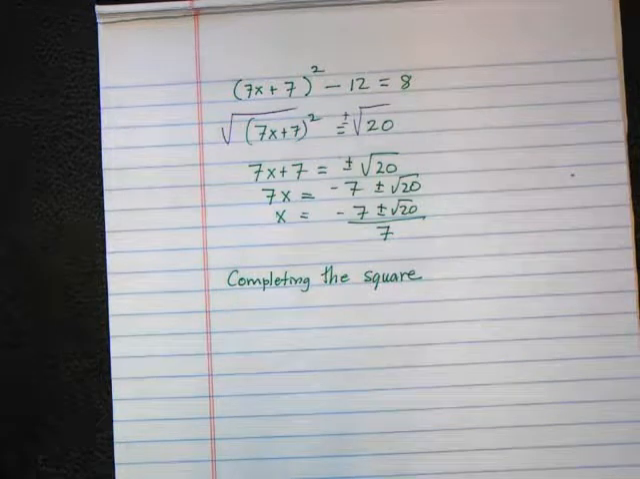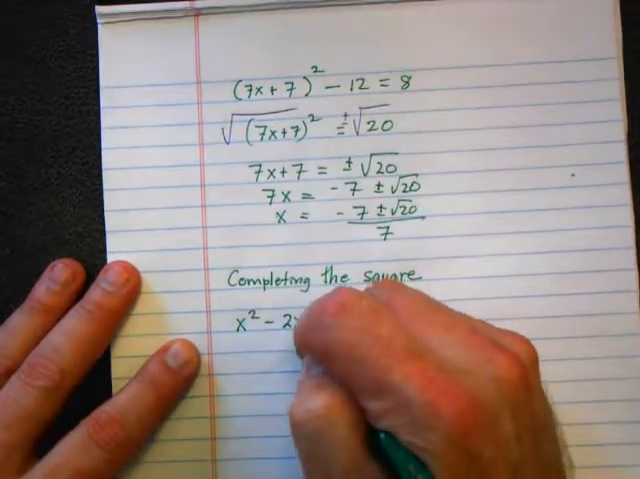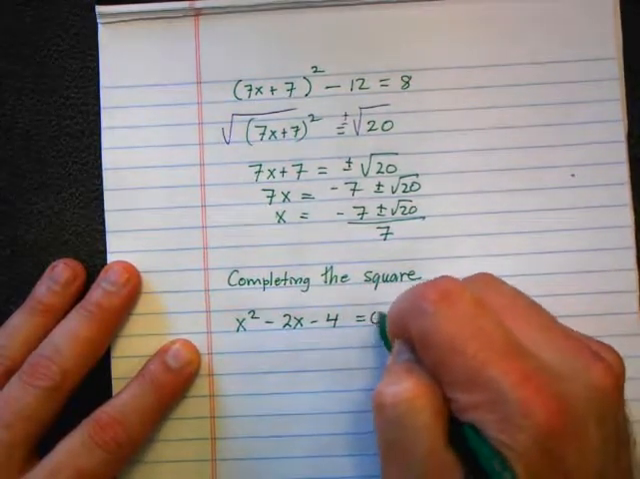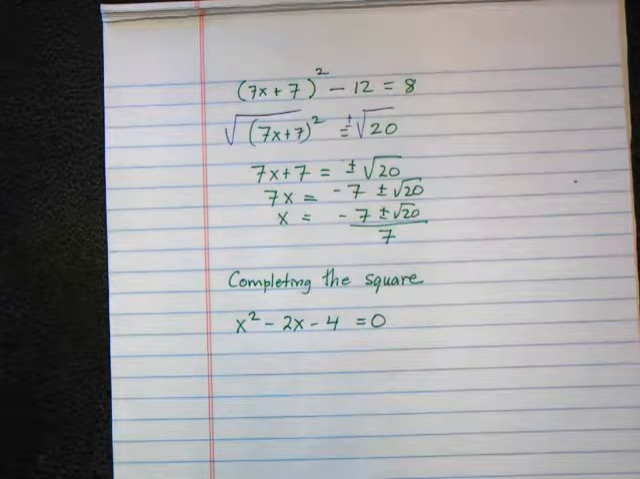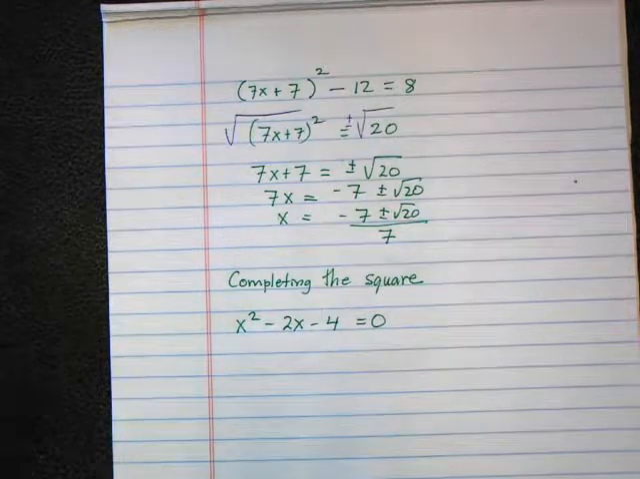What was that problem I had written down originally that I said we would get to today? Here we go. X squared minus 2x minus 4 equals 0. We saw, unfortunately, that this did not factor.